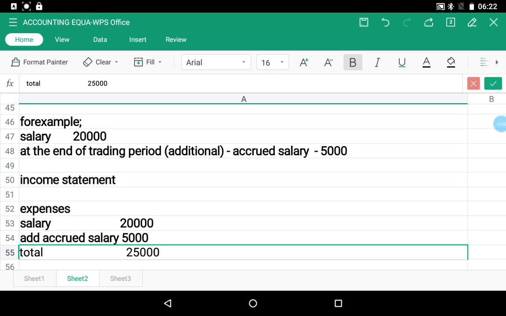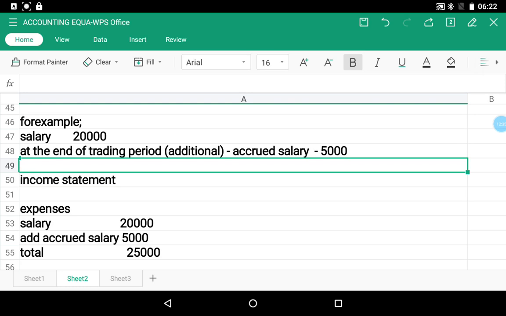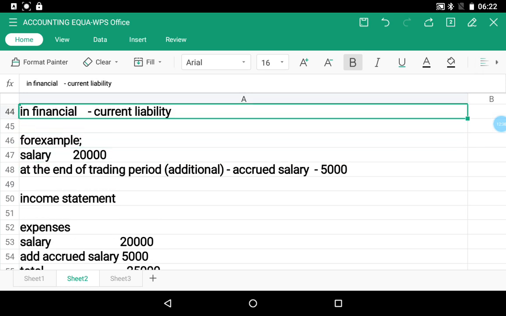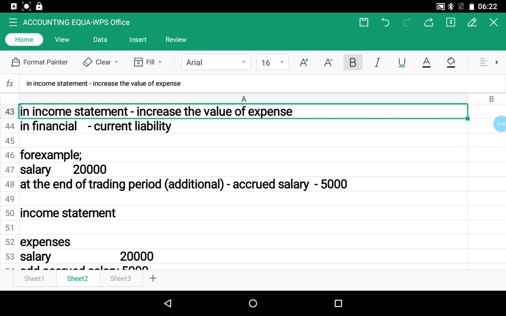So in short, this is our accrued or owing or outstanding expenses. That is how it is treated in the income statement. We have got the salary for the year. We have added salary at the end of the year, or accrued or owing, to get our total salary. And remember, we have said for accrued salary, you add, it increases the value of expenses in the income statement. Then in the financial position, it is recorded under current liability.